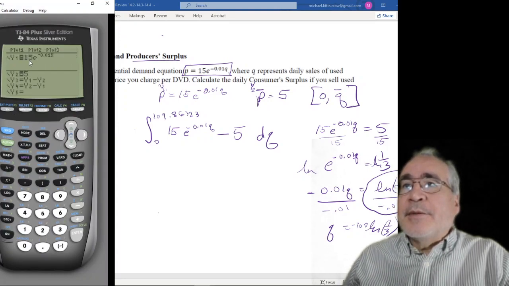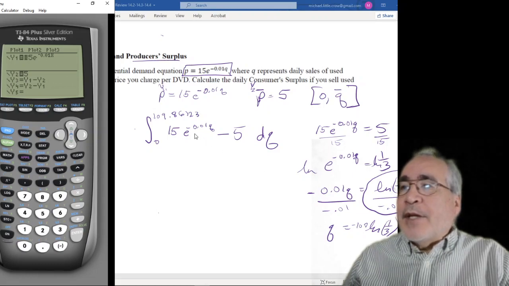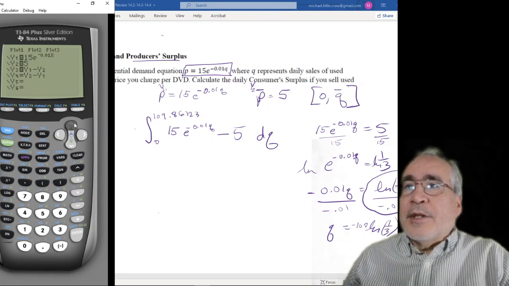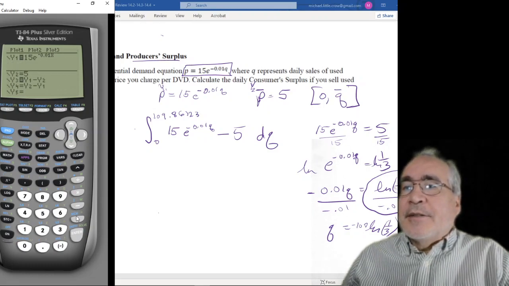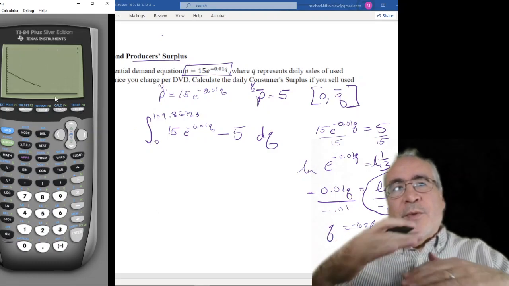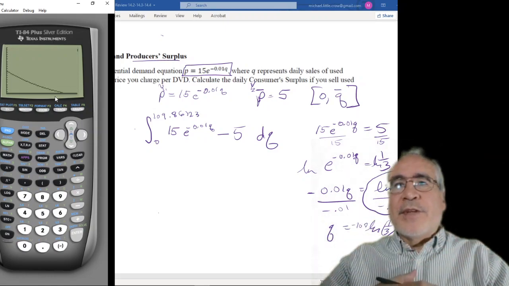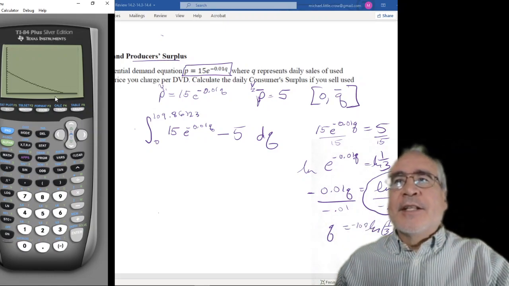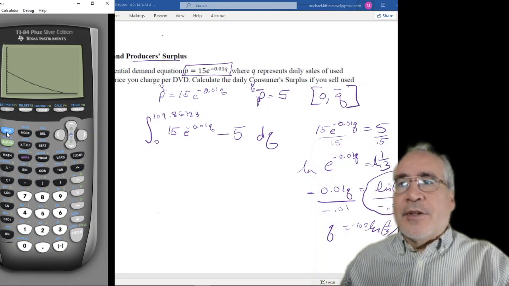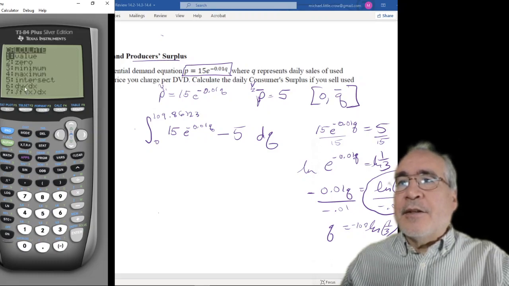Remember what we do. We've got our y1, y2. We've got y1 minus y2. So y1 minus y2. We're going to turn that graph on, y1 minus y2. We're going to turn the other two graphs off. And we're going to see this new graph, which is really that graph just moved down 5. So now we're getting the area between that curve and the x-axis, which there is a tool to do that, second calc, number 7.